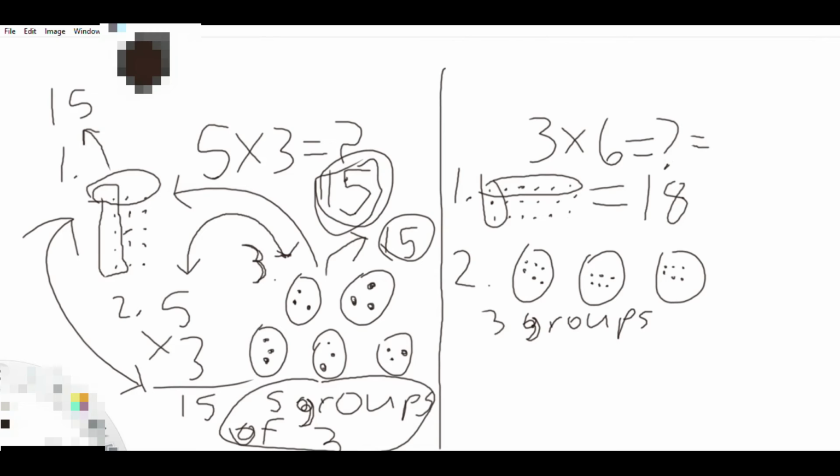3 groups of 6. So there's 3 circles with 6 dots inside, and that's called 3 groups of 6. And so also after this problem, we have one more problem, which is one of the important.